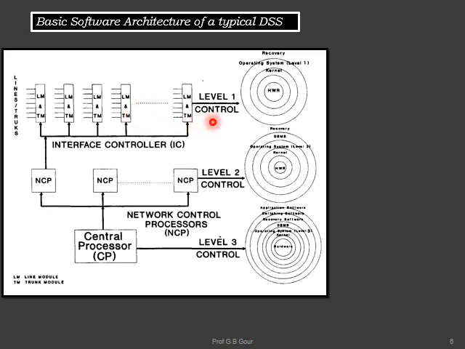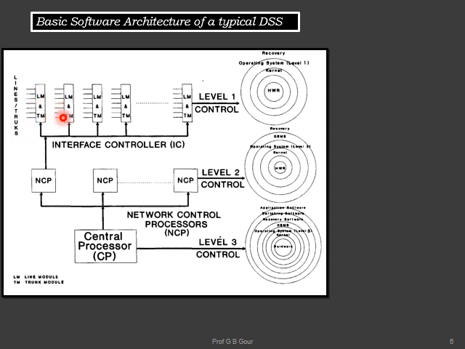It is shown in the block diagram. It contains 3 main level controls: level 1, level 2, and level 3. At level 3, you can see it corresponds to lines and trunks. LM and TM indicate line modules and trunk modules.